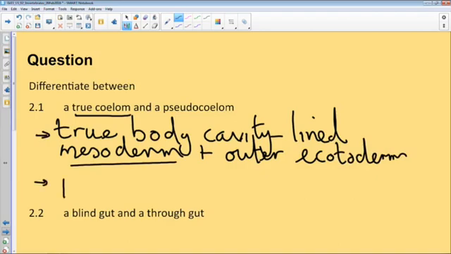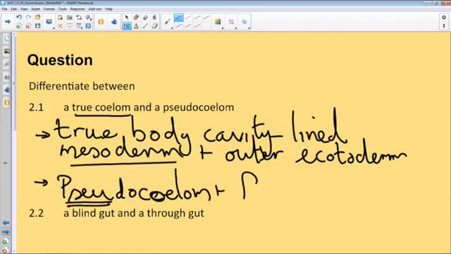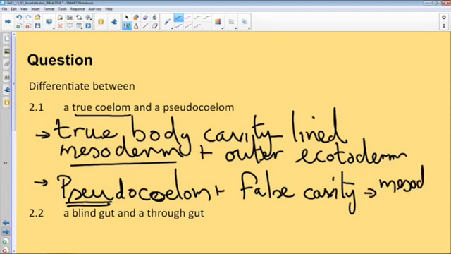What is a pseudocoelom? Remember guys, the word pseudo, and often people say, well, you know, he has a pseudo name, referring to a false name. So the word pseudo basically refers to false. So this would be an organism having a false body cavity, and that cavity is basically lined with only mesoderm, and it lacks an outer ectoderm. Cool. Let's move on to the next question.